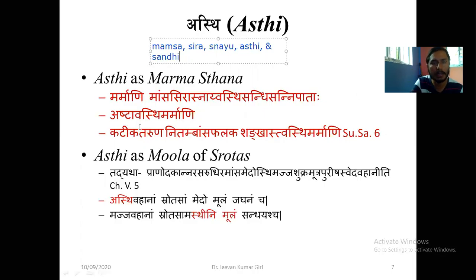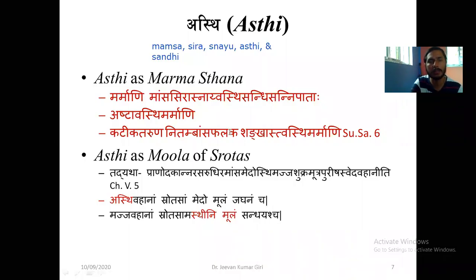Now what are these 8 Asthi Marma? See here in the below sloka. Katika Taruna, Nitamba, and Amsa Falaka, Sankha: these are the Asthi Marmani. Just write Sankha. Katika Taruna, 2 are there. Nitamba also 2, Amsa Falaka also 2, Sankha also 2. Total 8.